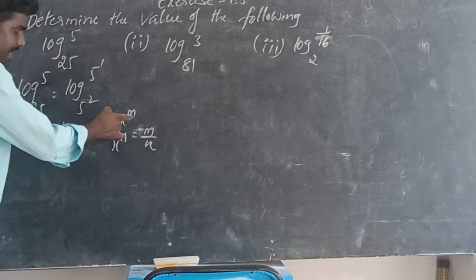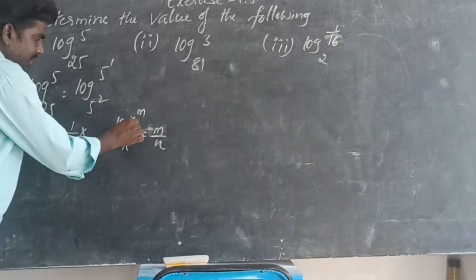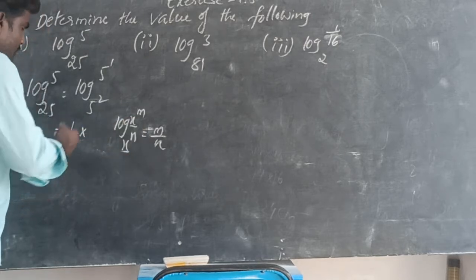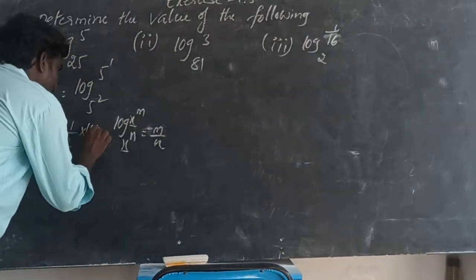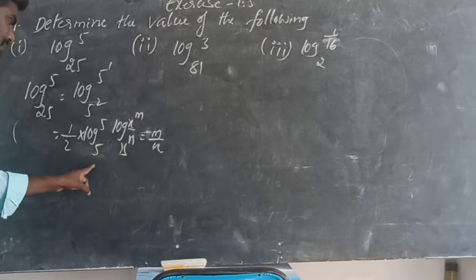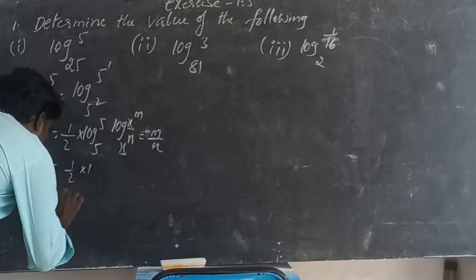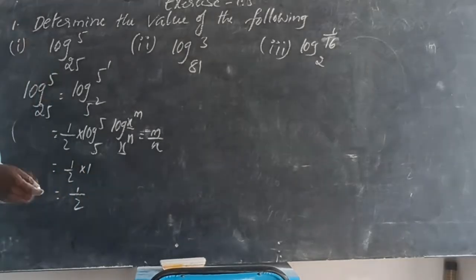So what is the formula? Log x power m base x power n. In these two numbers the base x is the same. So that is 1 by 2 into log 5 base 5. Log of any number, when its base is also the same, its value is how much? 1. So that is 1 by 2 into 1. That is equal to 1 by 2.